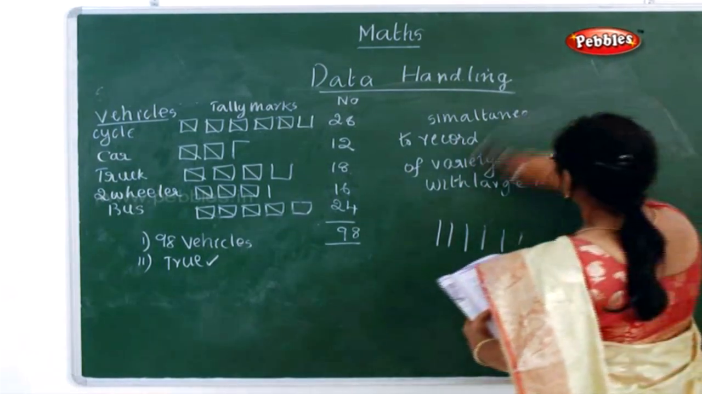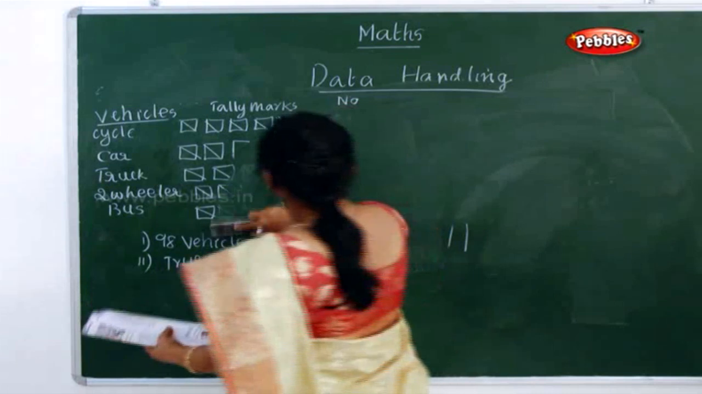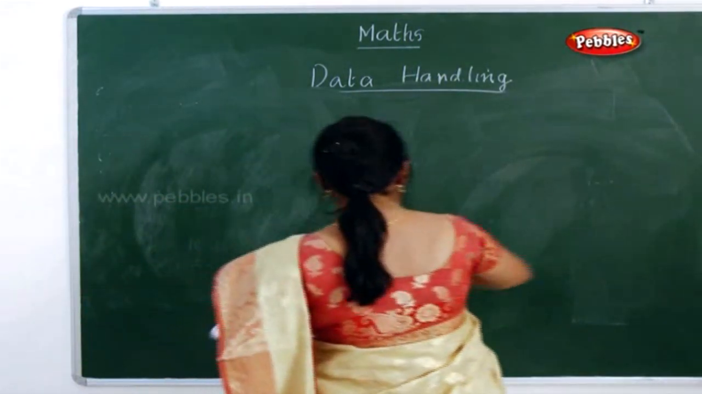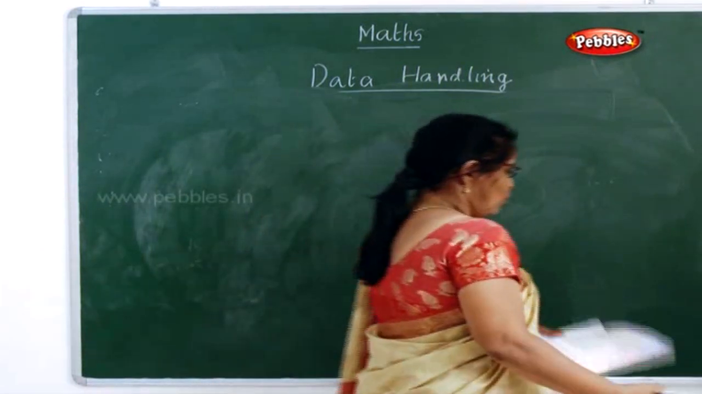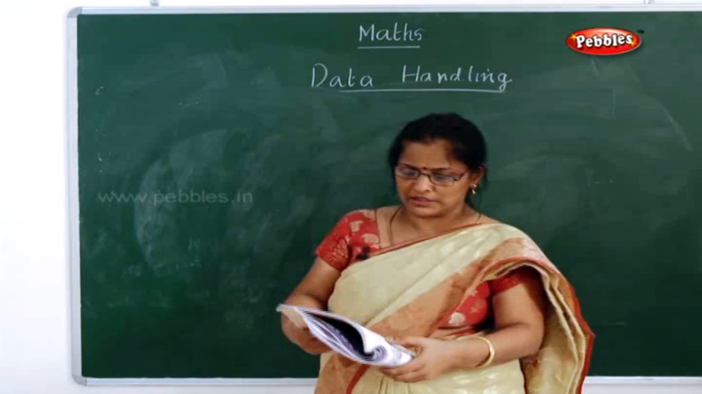Now the next one is your practice time. Take your page number 63. Just see what is the practice time given in your book. Now what you have to do is take 10 of your friends, call 10 of your friends.